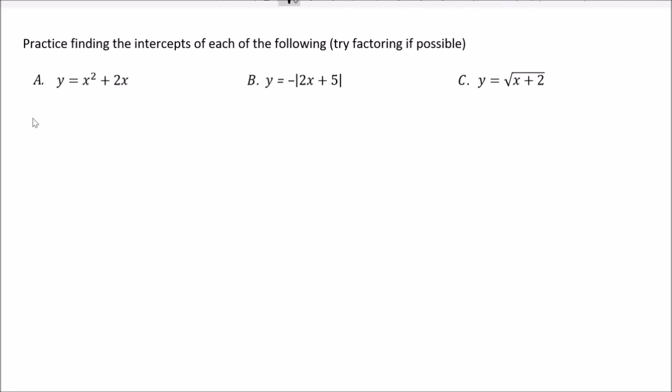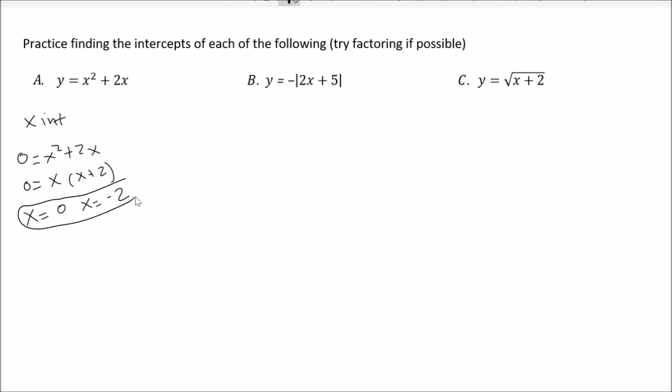Here's how it goes. We said for the x-intercept, that's where y equals 0. And you can do the y-intercept first if you want. I just picked x randomly. So 0 equals x squared plus 2x. What I notice here is these both have an x in common, so I can factor that out. Then what do I get? I want to know what values of x would make this true, so I get x equals 0, and I get x equals negative 2. So those are my x-intercepts.